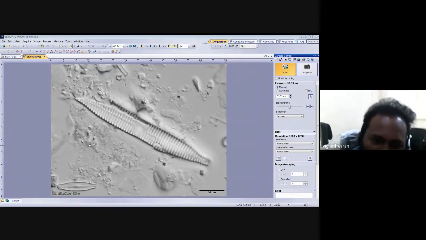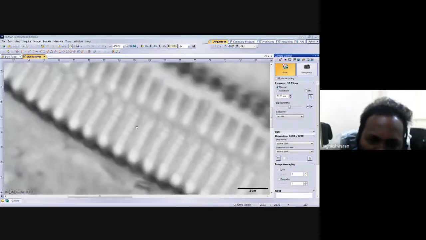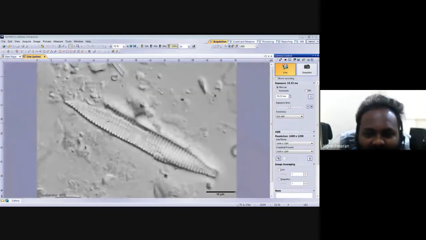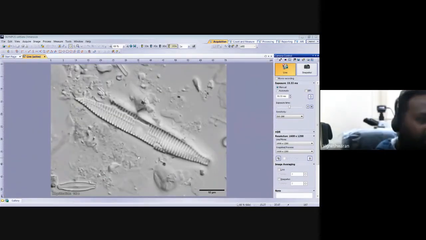So this is an araphid. See how the striae are, and why we are using DIC for this. If you see, we can see every individual areolae very clearly. So this is the specialty of DIC microscopy for the study. So this is an araphid diatom.